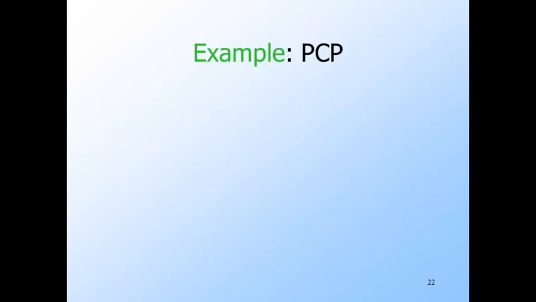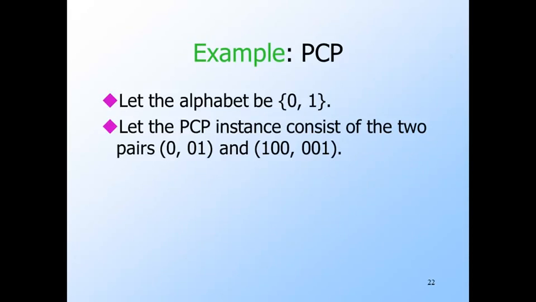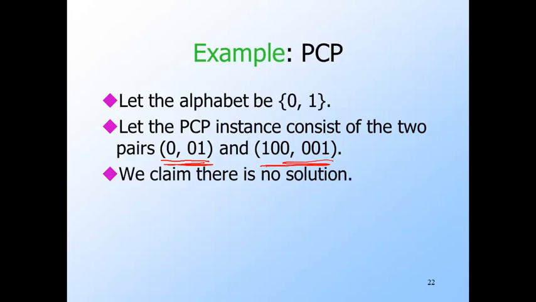Here's a simple example instance of PCP. The alphabet will be 0 and 1. And there are two pairs. The first pair is 0 and 001. The second pair is 100 and 001. Every time a list of integers has 1, it refers to this pair, and every time it has a 2, it refers to that pair. In this case, it turns out there is no solution to this instance of PCP.